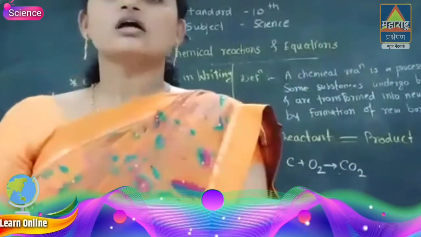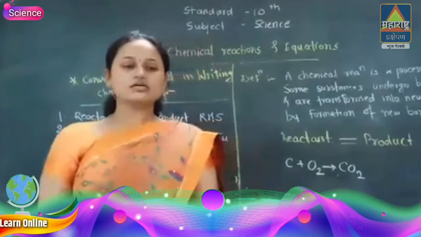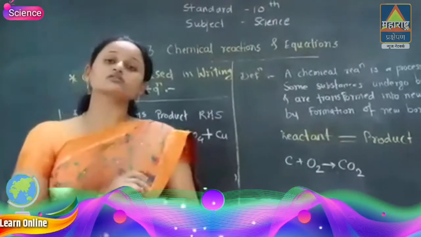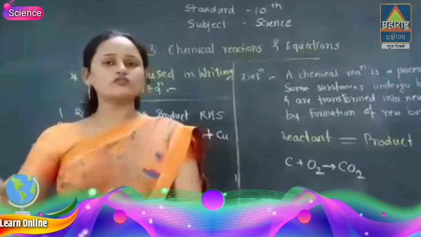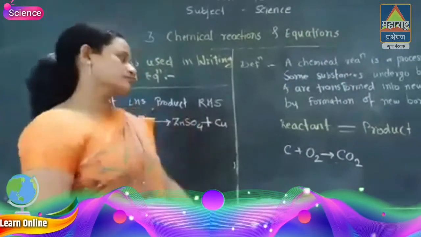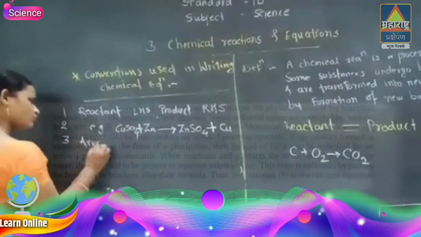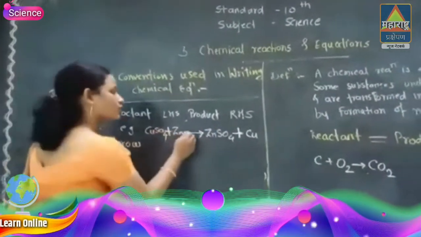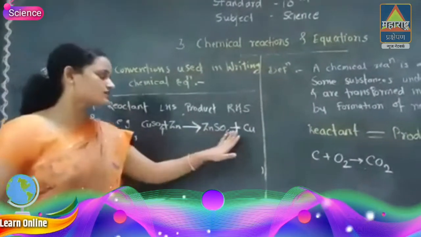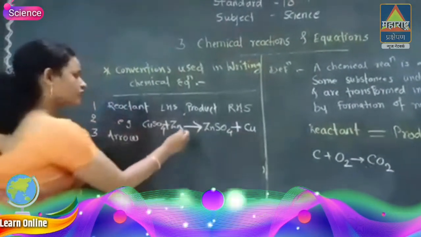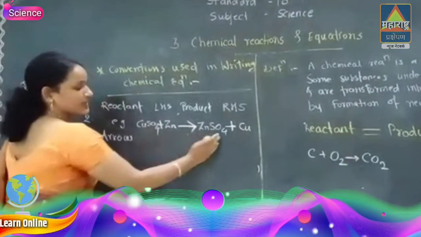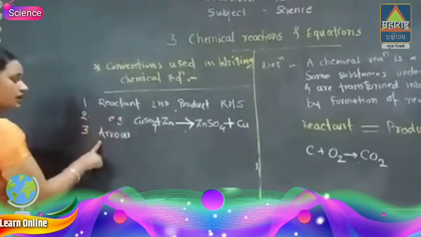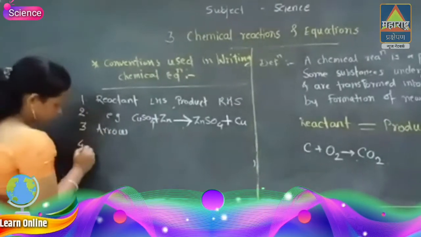Now, third convention: when we write the chemical reaction, the reactant side and the product side are connected with an arrow, and this arrow is always pointing towards the product. Third is the arrow. When we write chemical equations, this arrow is always pointing towards the product, and because of this arrow, the reactants and products are connected with each other. So the third convention is related to the arrow.